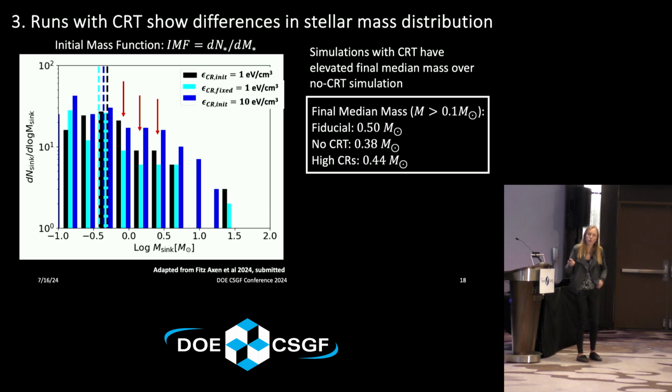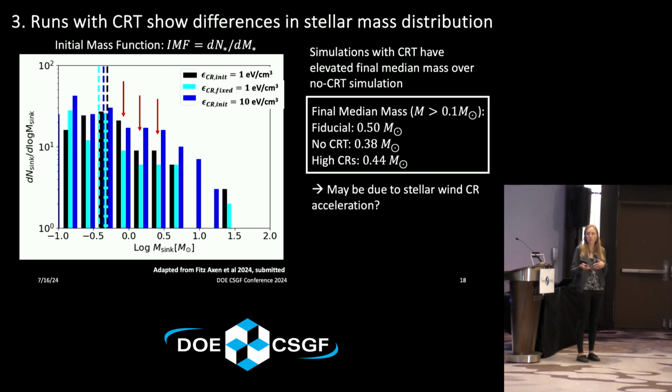And so here I'm just showing finally a quantity that we like to look at, which is the stellar initial mass function. Basically, it's the number distribution by mass of stars. And I've highlighted there in red some of the mass bins. And you can see, if you look at the black, which is our fiducial simulation, compared to the cyan, which is the no cosmic rays simulation, you can see that some of those mass bins, like 1 solar mass up to 10 solar mass, have higher numbers of stars. And so that's what drives up that median mass.